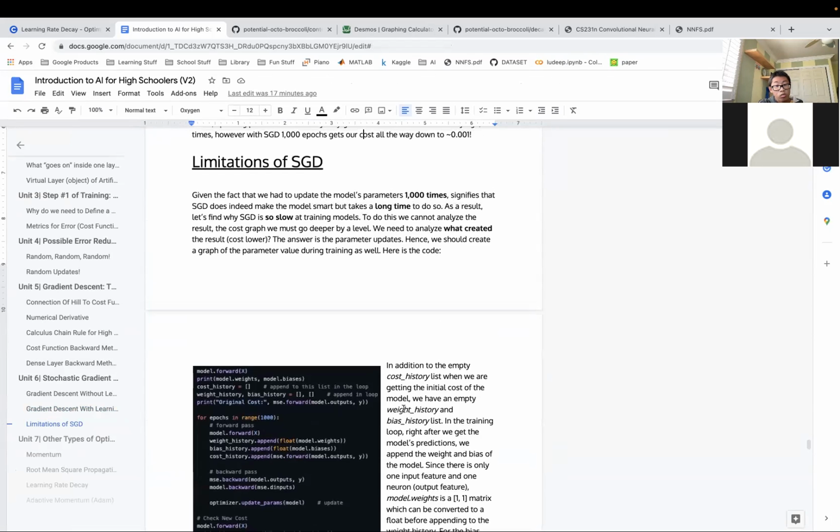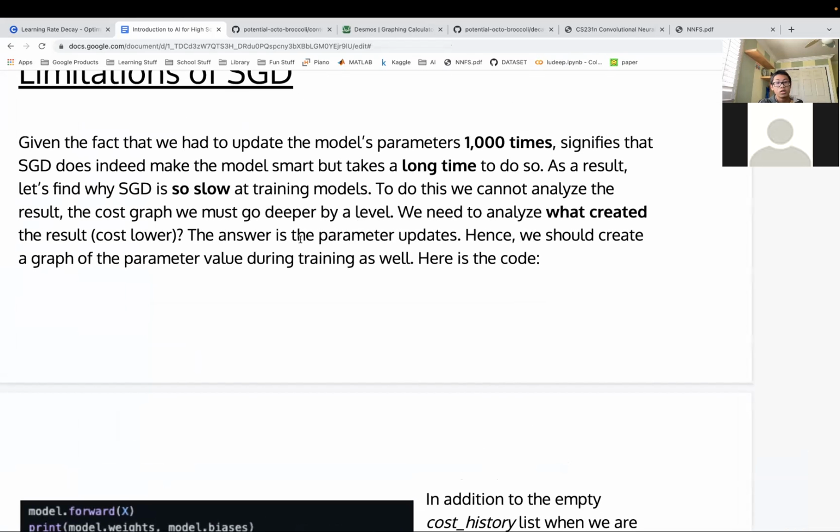So what we can do is, to see why it's going so slow, we need to go to a deeper level. What is changing the cost? So what are we doing to change the cost? To change the cost, you're basically taking the partial derivative and multiplying by the learning rate, or negative partial derivative. So what we're doing is we're changing the parameters.